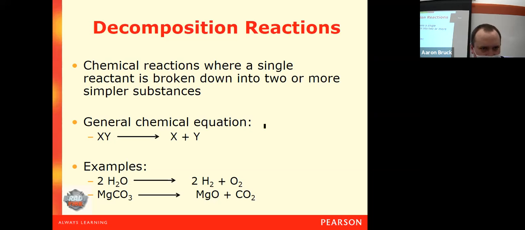Decomposition reactions. Decomposition reactions are essentially the opposite of synthesis reactions. Synthesis reactions, we had two or more reactants coming together to make one product. In a decomposition reaction, we have one reactant, and it breaks apart into multiple products.